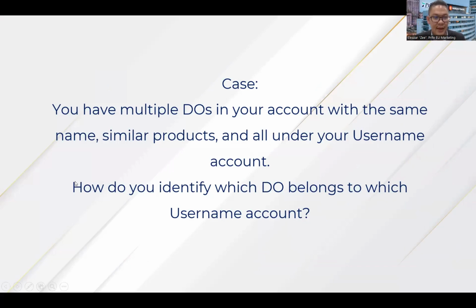Okay, so let's say you have multiple DOs in your account, with the same name and similar products. Of course, if it's in your account, then all of them have the same username, which is your username. Now, how do you identify which DO belongs to which username account or member ID? I'll teach you this technique on how to investigate and get to the bottom of this using the pins, and even using your register wallet and your DO.